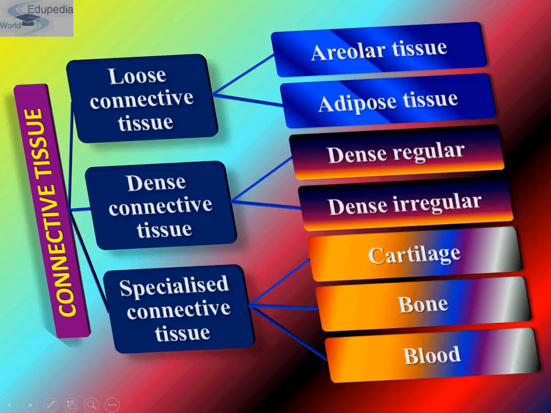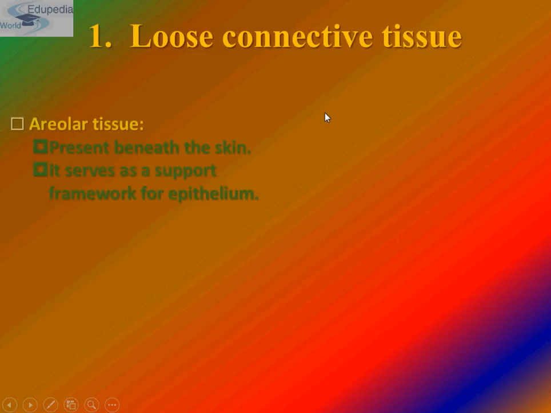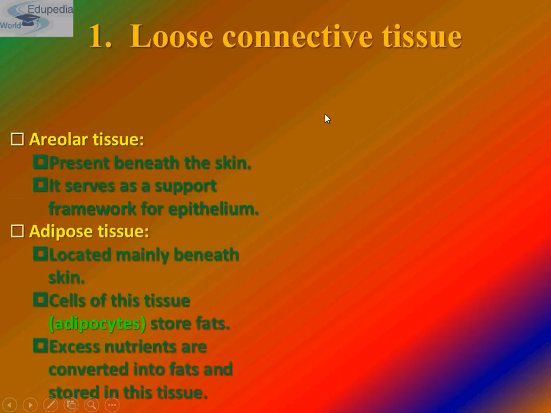First we'll be studying loose connective tissue in detail, which has two parts, areolar and adipose tissue. Now comes loose connective tissue. Loose connective tissue has cells and fibers that are loosely arranged in a semi-fluid ground substance. For example, areolar tissue is present beneath the skin. Often it serves as a support framework for epithelium. It contains fibroblasts, macrophages and mast cells.